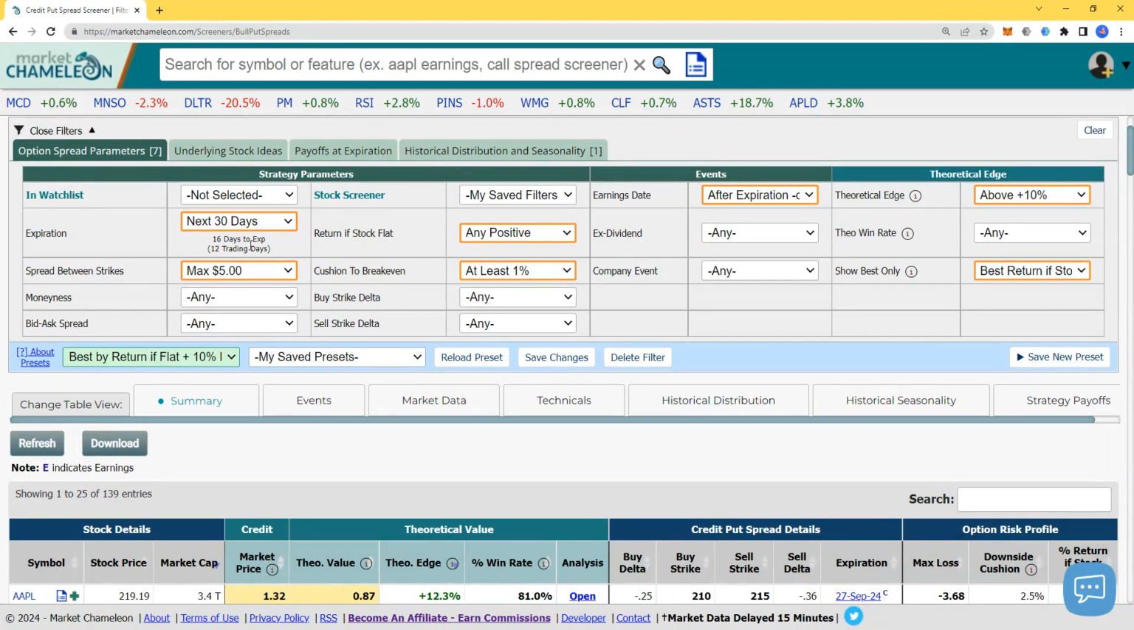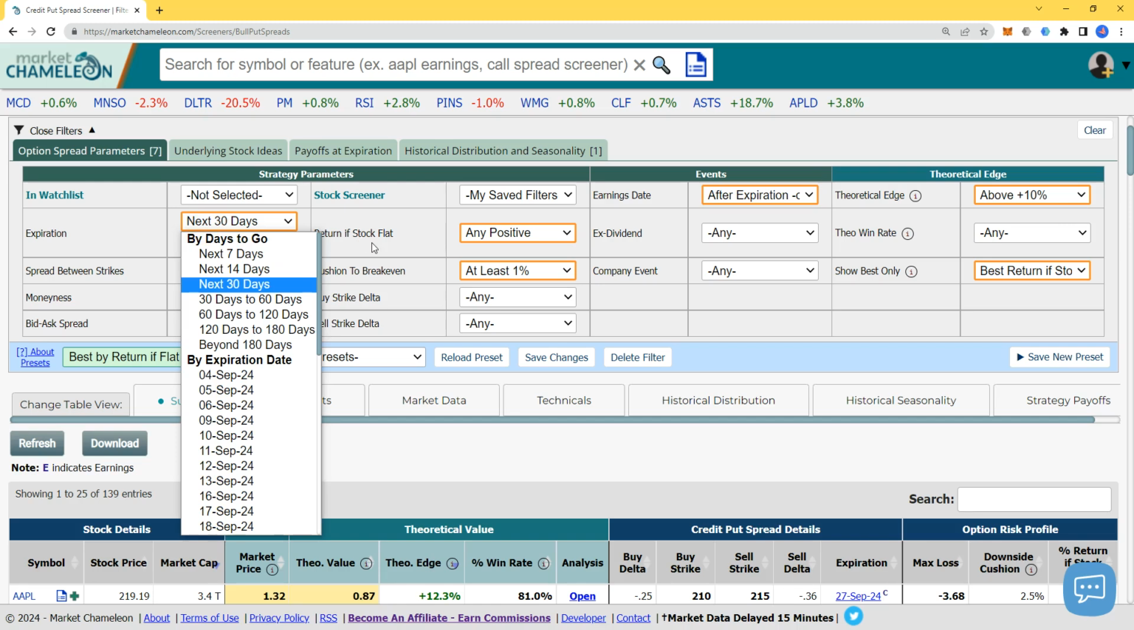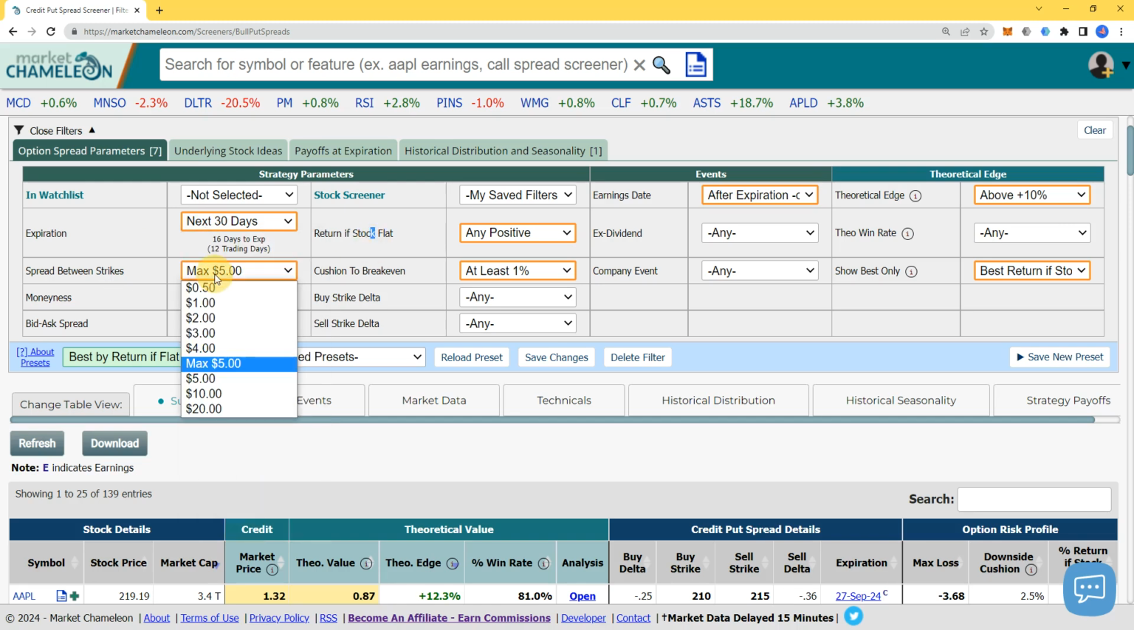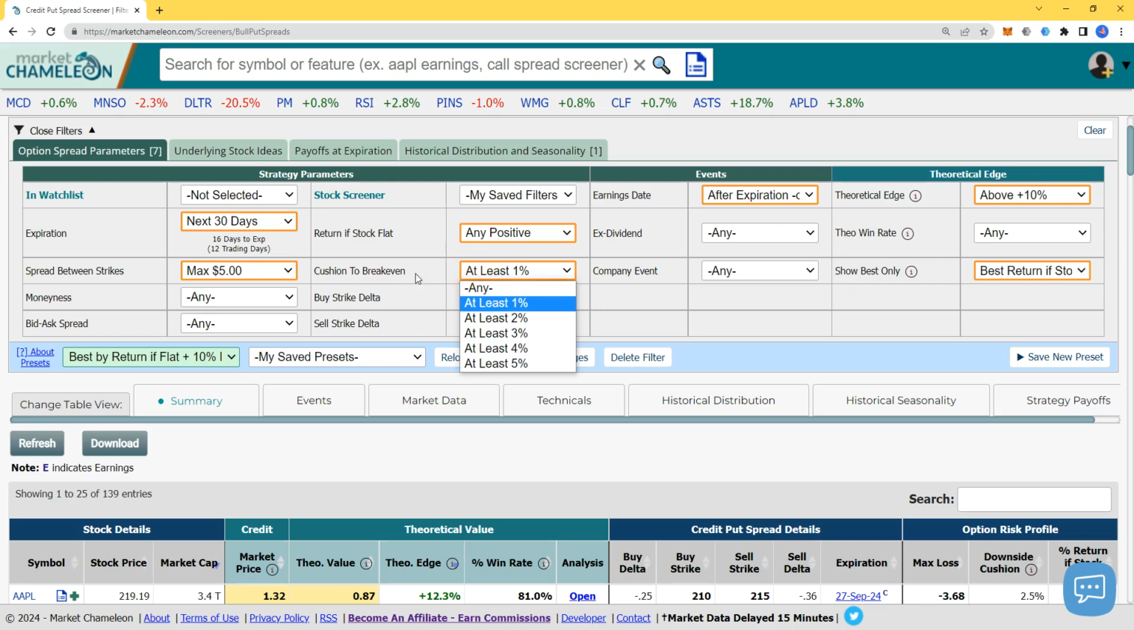The expiration for these predetermined settings is the next 30 days, very nice. Spread between the strikes: you can play around with this, but up to 5. That means that your maximum collateral on a spread is $500 minus the income that you will collect. No changes in here. Any positive return if the stock is flat, and cushion to break even at least 1%. No change in the delta.